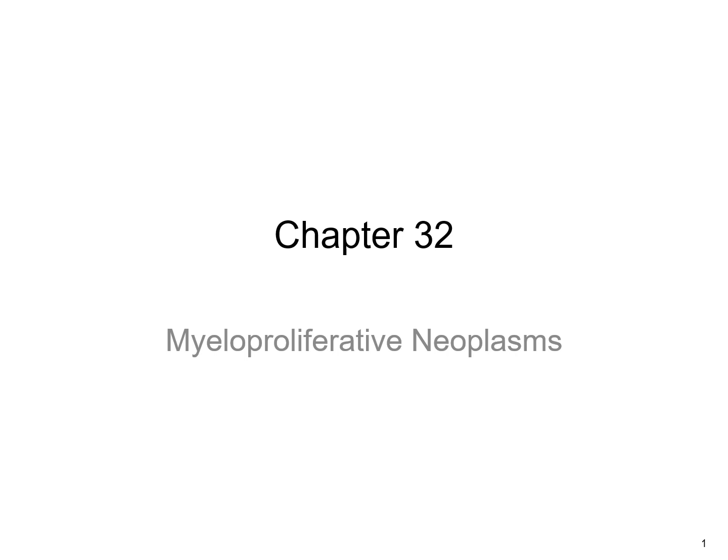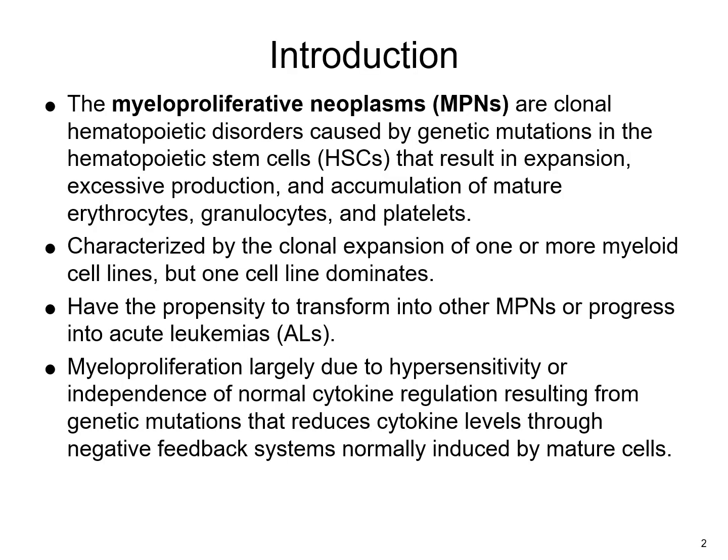In this lecture, we will cover Chapter 32, Myeloproliferative Neoplasms. So the myeloproliferative neoplasms are clonal hemopoietic disorders. When we talk about it being clonal, it's basically going to reproduce that same mutation every time it divides or makes a new copy from that stem cell.